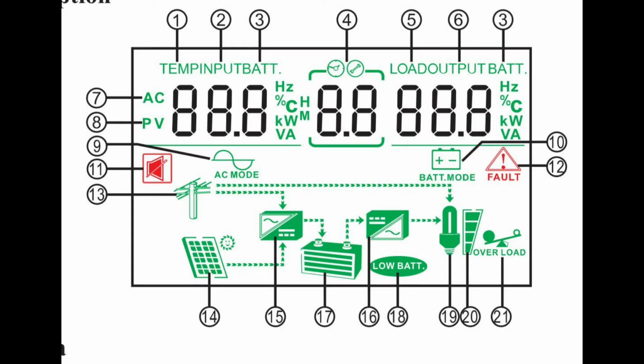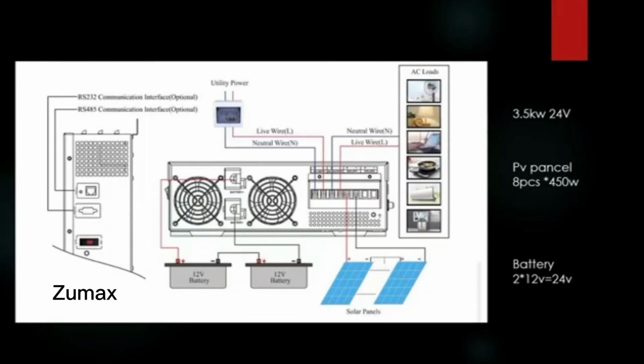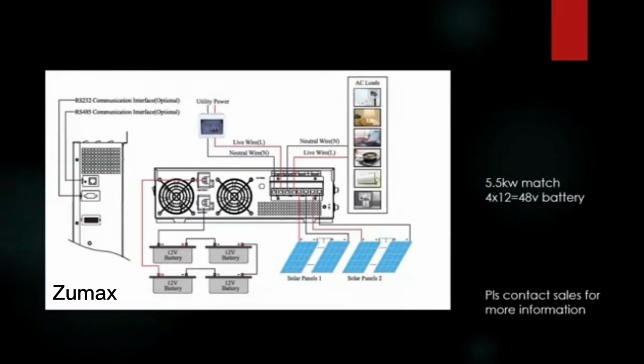The user menu will guide everything. How to match the PV panel and battery: 3.5 kW needs 2-piece battery. 5.5 kW matches 4-piece battery. If you are not Korean, please contact sales for more information.